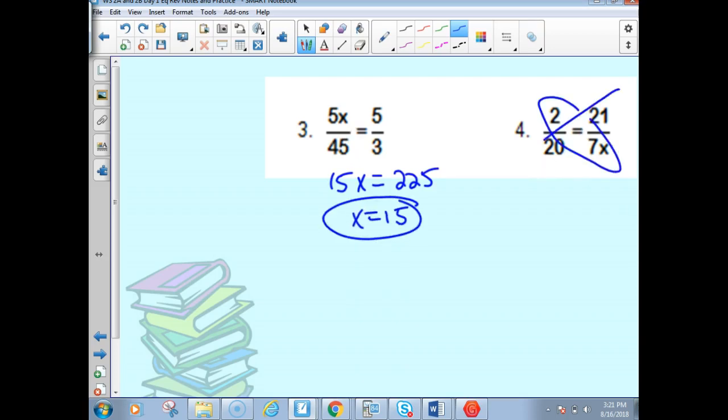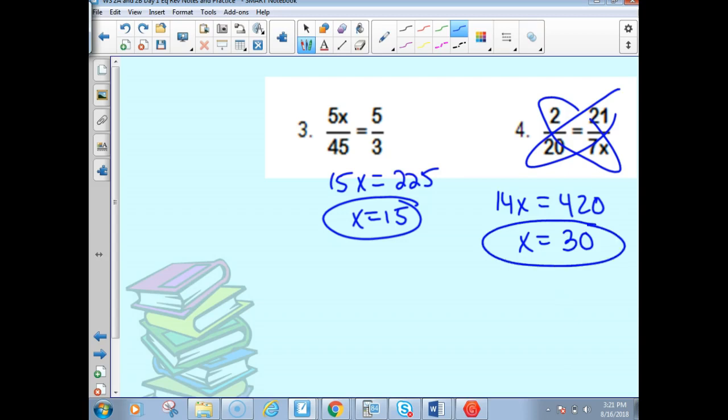Number 4, we're doing it with cross products. 14x is 20 times 21. Is that 420, right? Should be. And then divide by 14. 30. I should have known.